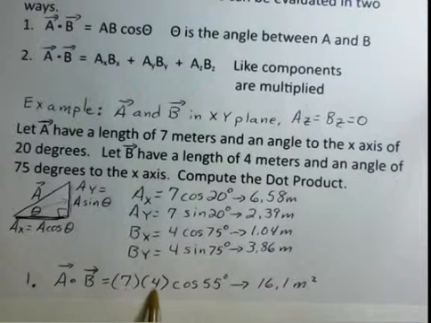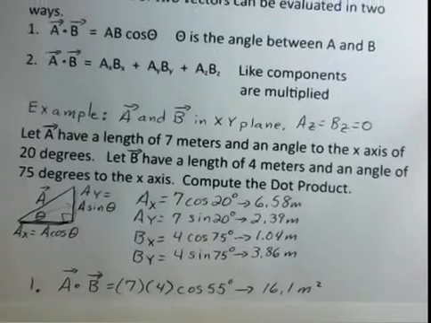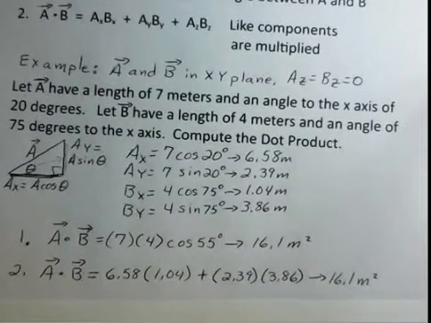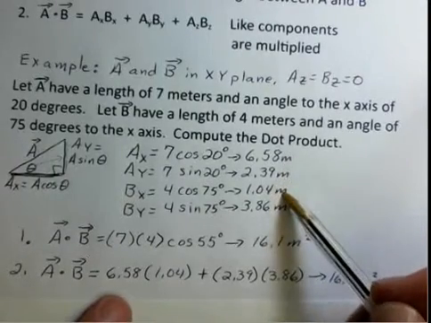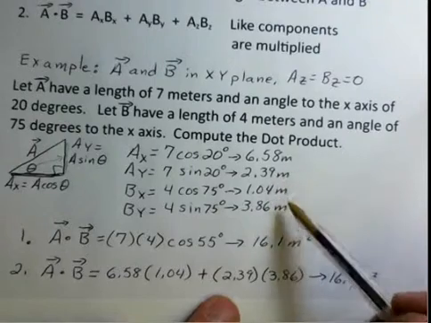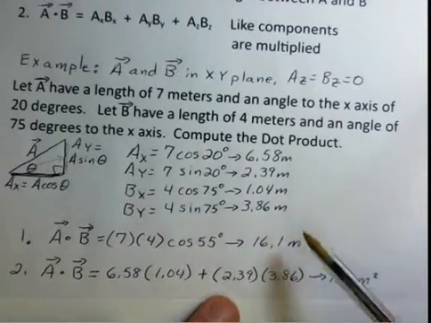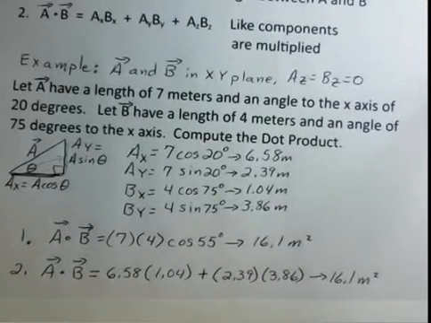So 7 times 4 is 28 times cosine of 55. Check that on your calculator. 16.1. This was 7 meters. This was 4 meters. So I get meters squared for the units. If I use the component method, here I have the components. So 6.58, the bx is 1.04. 2.39 for a sub y, 3.86 for b sub y. Multiply here, add those two results. You should practice that. And you get 16.1 meters squared.